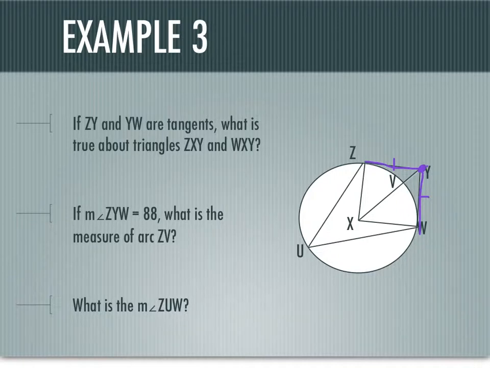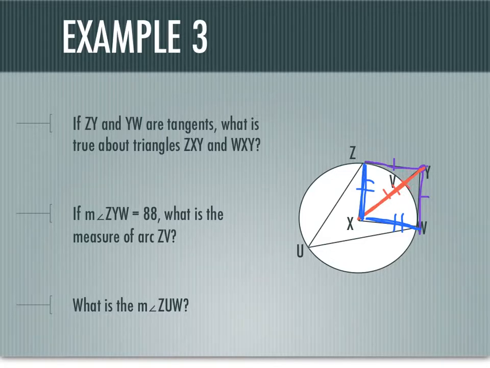Noah? Oh, this is congruent to itself, right? Reflexive property. That would be congruent to itself. What else is congruent? Rachel? XC and XW. How do you know that? Because it's the radius. Yep, these are both the radii of the circle. So these are congruent. And this one is congruent to itself.